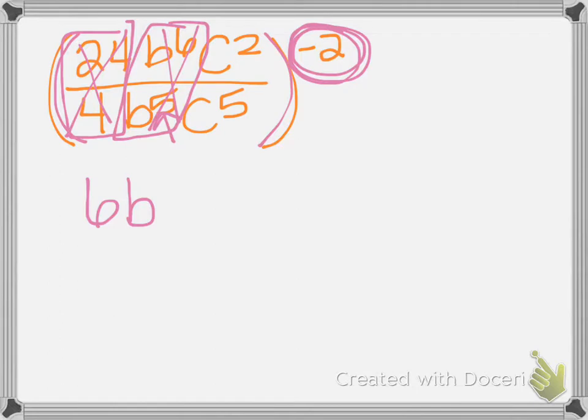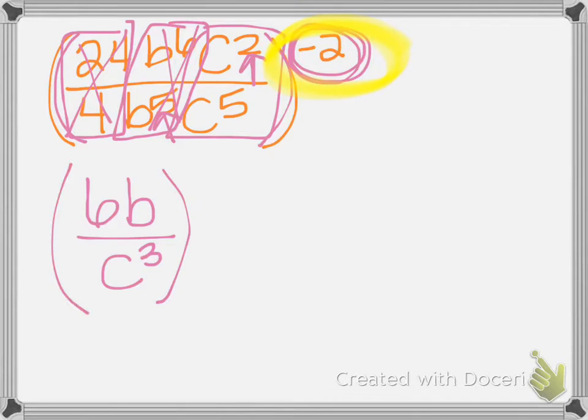And then I have c's. When I divide c to the 2nd divided by c to the 5th, I'm going to end up with more c's in my denominator. I'm going to be able to cancel 2 pairs, so I'm left with 3 more in my denominator. I cannot forget, though, that I've got this power out here. Actually, negative 2nd. So I still have all of this to the negative 2nd.